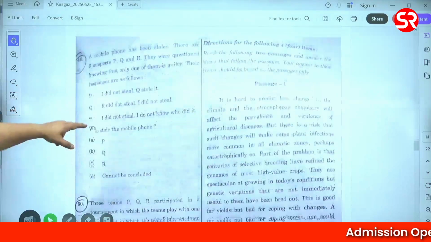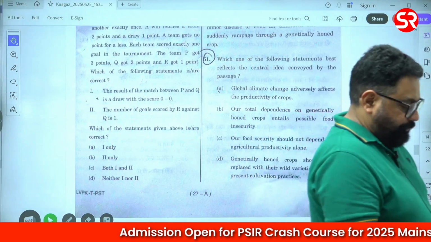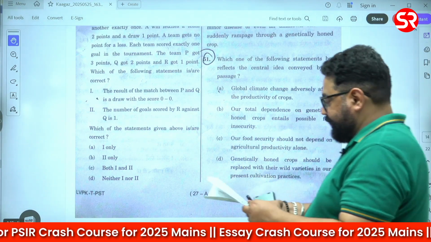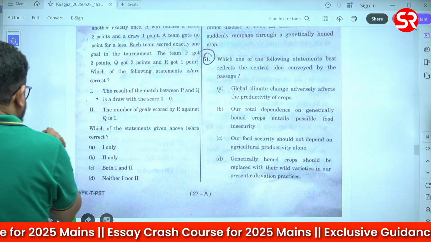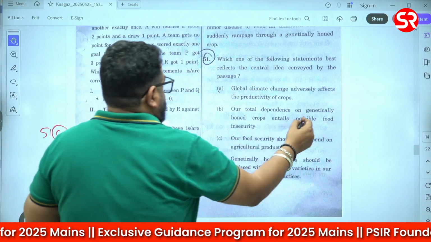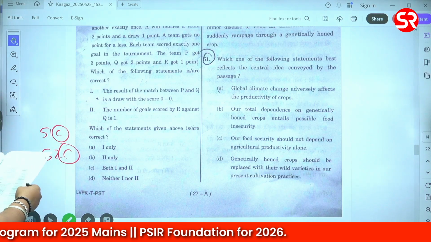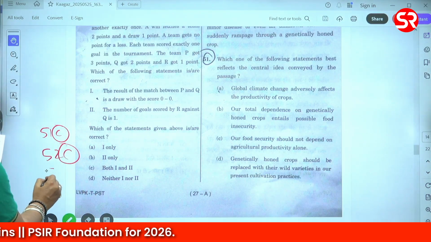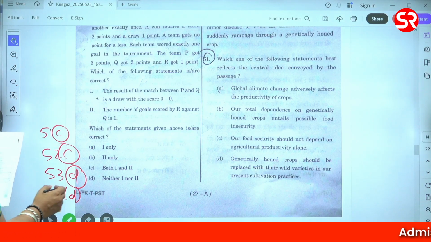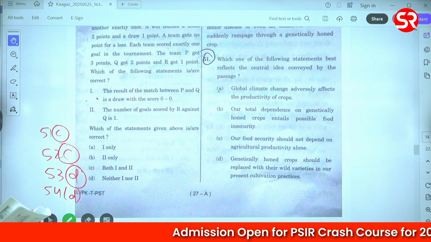Let's move ahead, guys. 51. My answers, right? I don't say everyone's answer. You can check it out. 51 is C. 52 is also C, right? 53 is D, and 54 is D. Kindly mark it. 51 C, 52 C, 53 is D, and 54 is D.